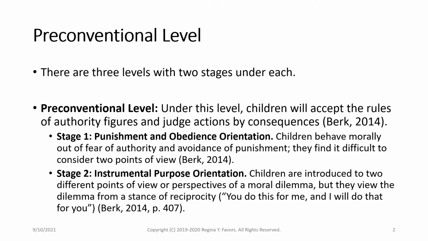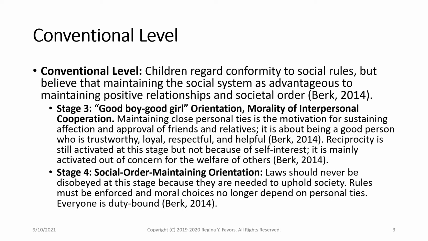But it is important to understand that just at these children, adolescent, early adulthood stages, what you do then does have an impact on how you will navigate your life as an adult. All right, conventional level. So children regard conformity to social rules, but believe that maintaining the social system as advantageous to maintaining positive relationships and societal order.